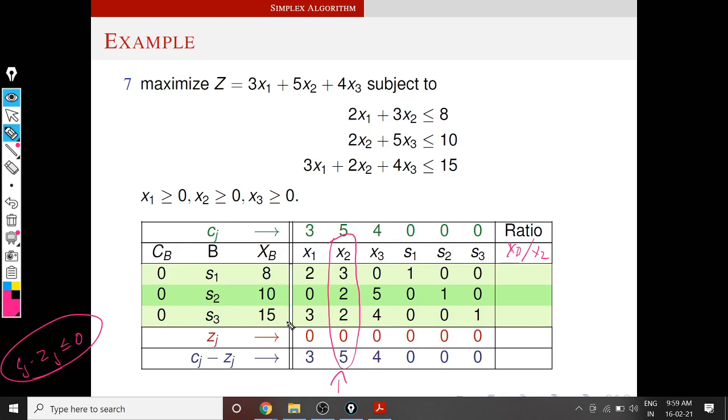So 8 by 3, 10 by 2, 15 by 2. That is the ratio. So we identify the key column, then you take the ratio. Then how to find the leaving variable? After this ratio, choose the minimum value. Here the minimum corresponds to 8 by 3. So this is our pivot element. Nothing else to do now. In the next iteration, bring this x2 and put it here.